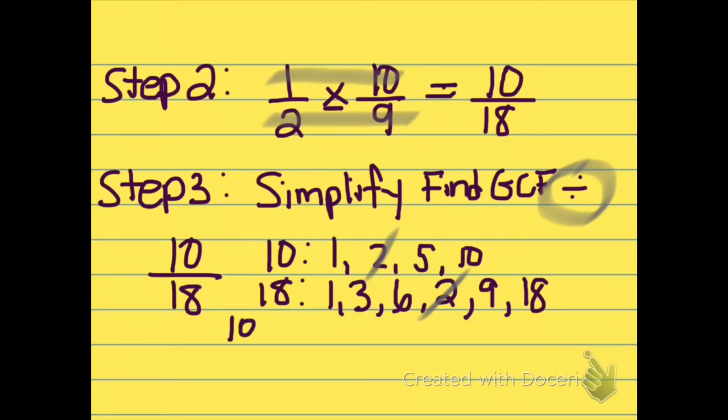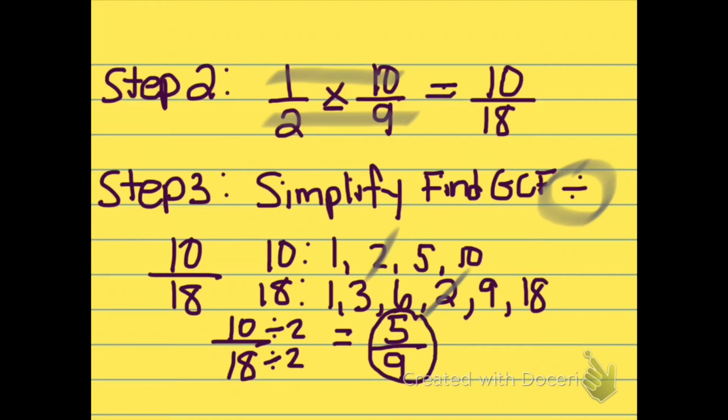So, I have 10/18 divided by 2 on the top. Whatever I do to the top, I must do to the bottom. And we get 10 divided by 2 is 5. And 18 divided by 2 is 9. So our final answer is, you got it right, guys, 5/9.